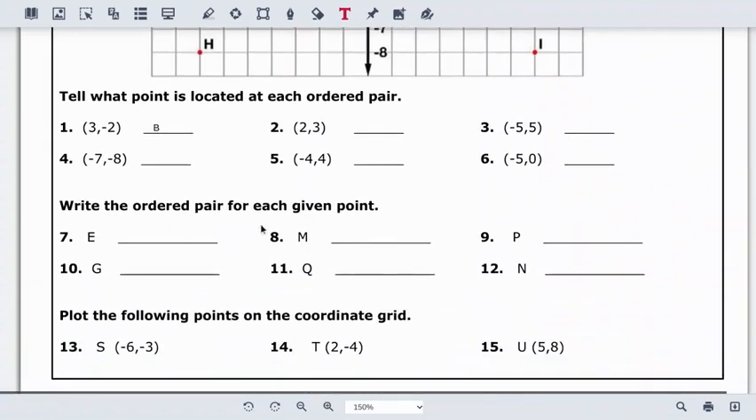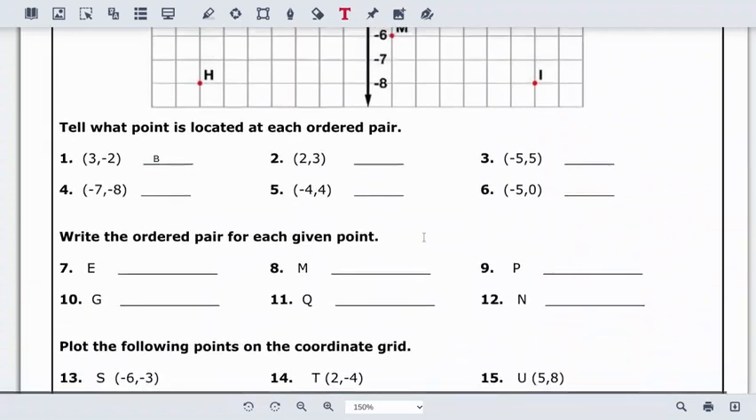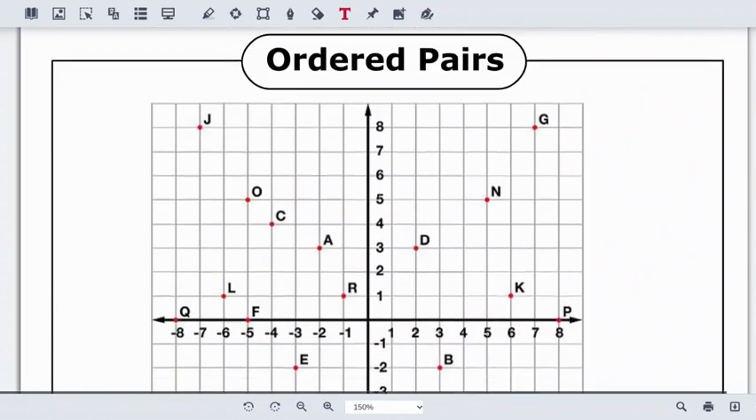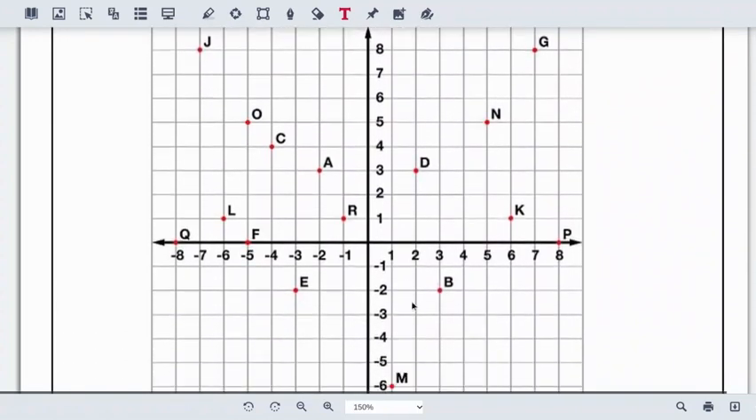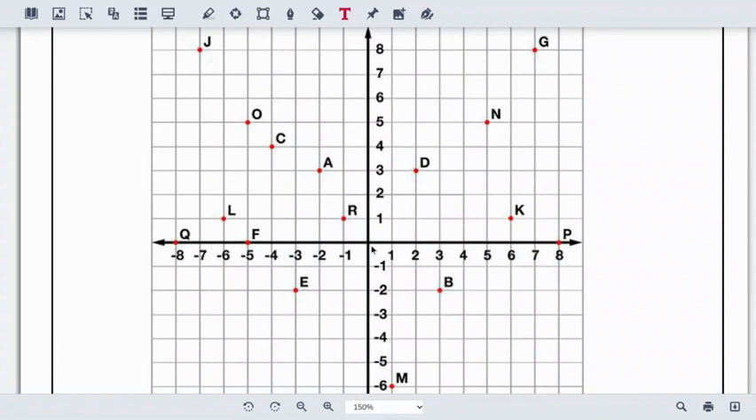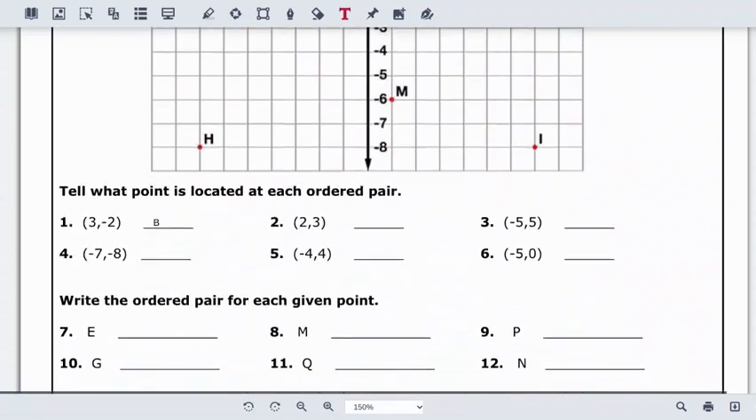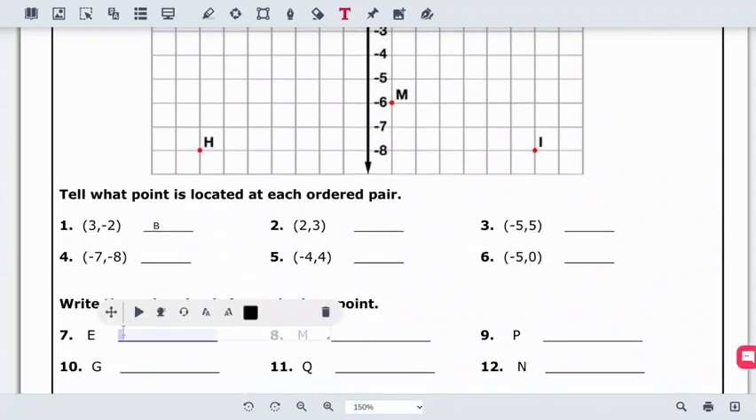Next question, write the ordered pair for each point. So I have to find E, then I have to write the coordinates for E. Oh, I can't find it. Oh, here it is. So I'm going to do my X value first, starting in the middle, -1, -2, -3. And since I'm going down, it's going to be another negative number, and I'm going down 1 line, 2 lines. So bracket, -3, comma, -2, bracket.